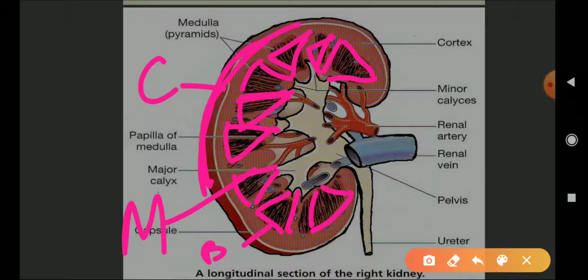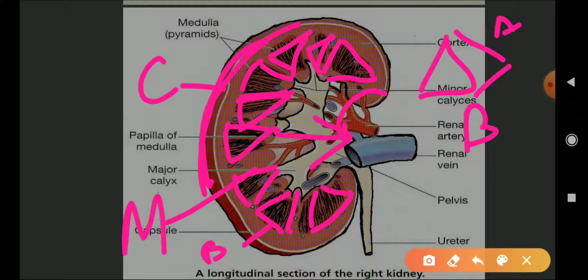What does the medulla consist of? The medulla consists of renal pyramids. Pyramids have a triangular shaped structure. This is the base and this is the apex. The apex is towards the hilum, while the base is towards the cortex.